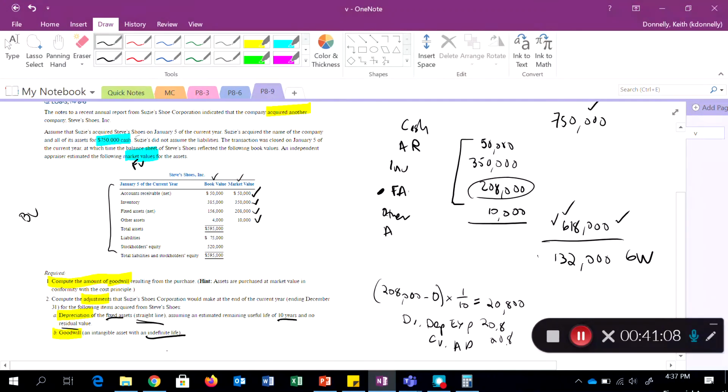Likewise, because this goodwill has an indefinite life, we're not going to subject it to amortization, right? You don't have a time period over which you can depreciate it or amortize it, I'm sorry. So those are the problems.